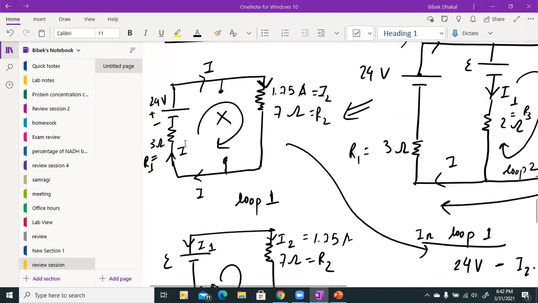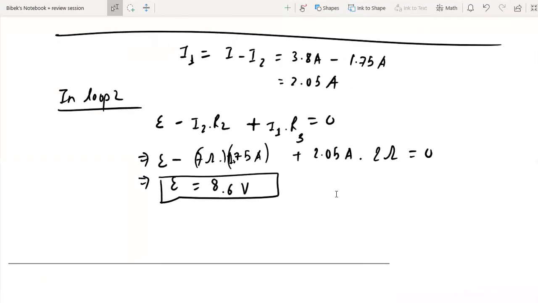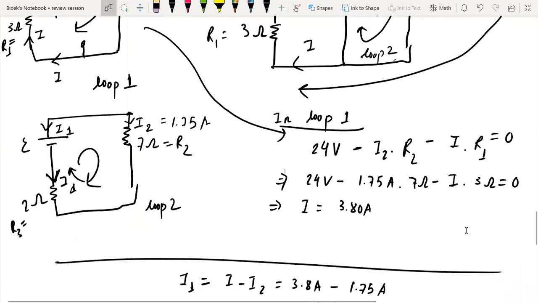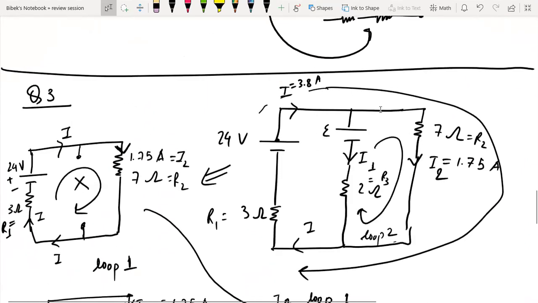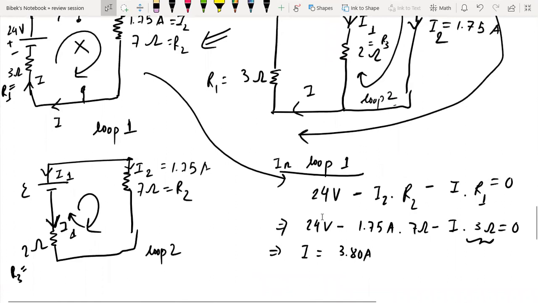So I took the 3 ohm when I was taking loop 1. If you look at loop 1, I've already addressed 3 ohms here because it comes under loop 1. I'm taking this outer loop to be loop 1, right? But in the second loop, you don't have a 3 ohm. You only have a 2 ohm resistor and you have 1.75. You have a 7 ohm resistor. That's in loop 2.